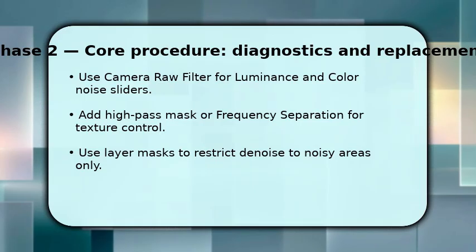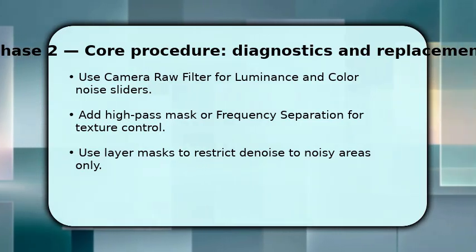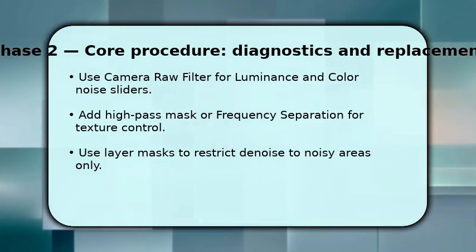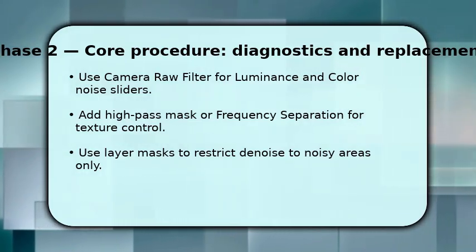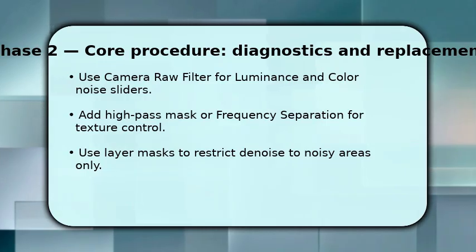You now shift to targeted denoising. Open Camera Raw Filter and raise luminance to smooth grain, then dial color noise down to remove chroma speckles. Balance those sliders while preserving edges.